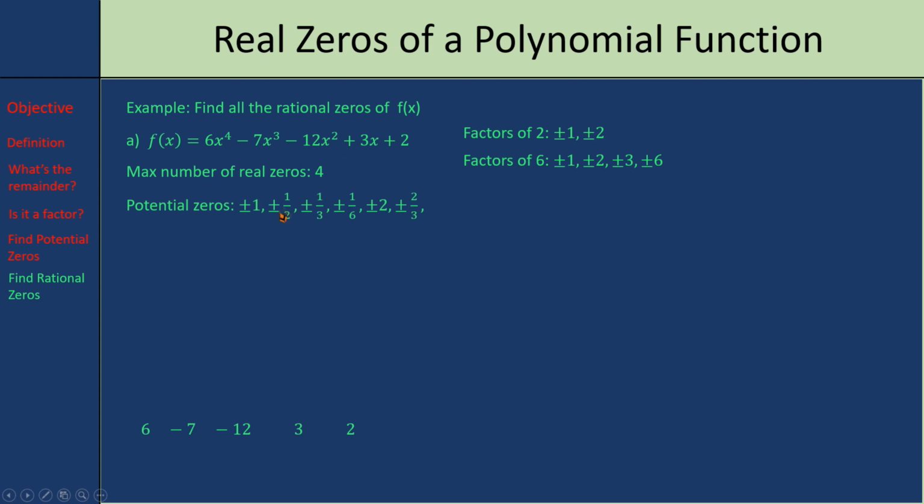So it comes out to be 1 over 1, and then 1 over 2, 1 over 3, 1 over 6. And then 2 over 1 is just 2. And then 2 over 2 is 1, so it's there already, right? So 2 over 3 is right here. And then 2 over 6 is just 1/3. So these are all the possible ones that I could have. And then I'm going to test them all.